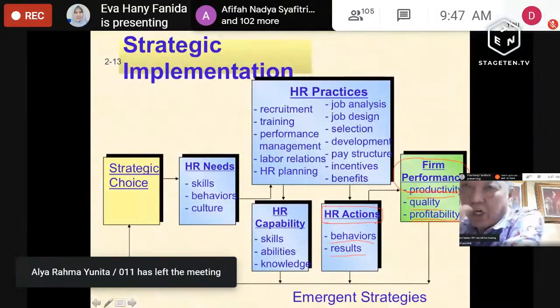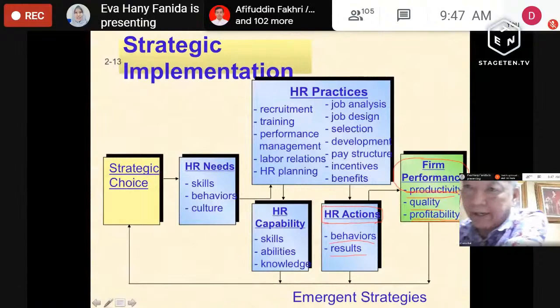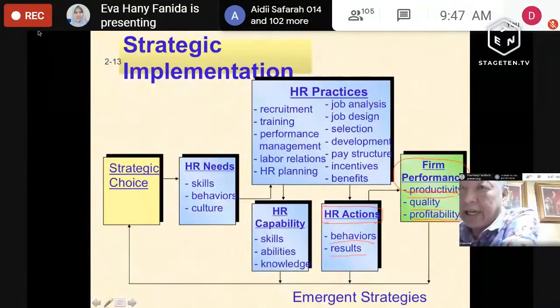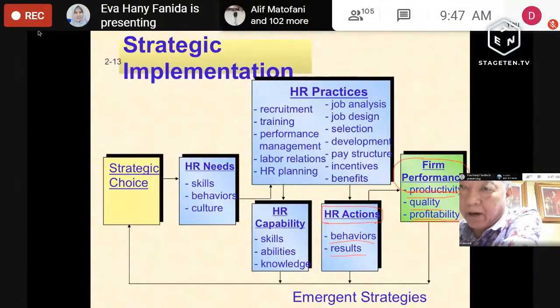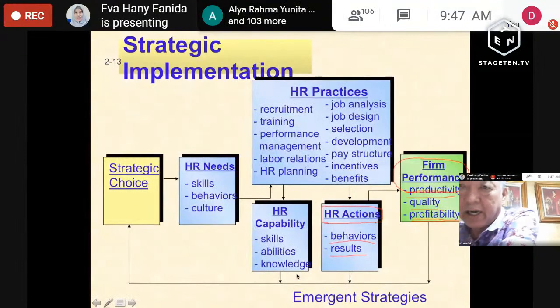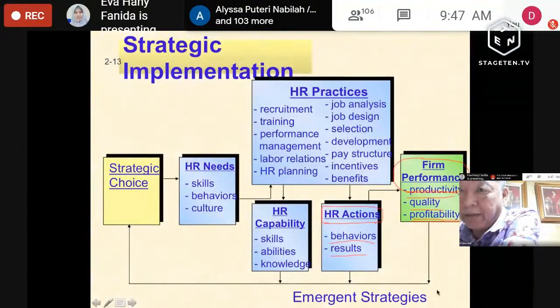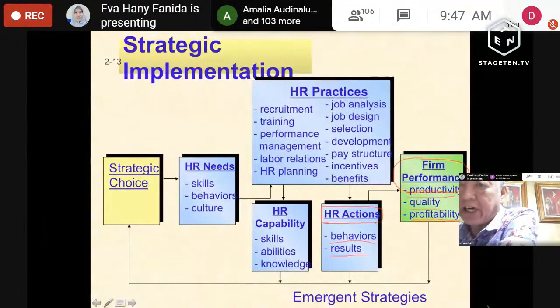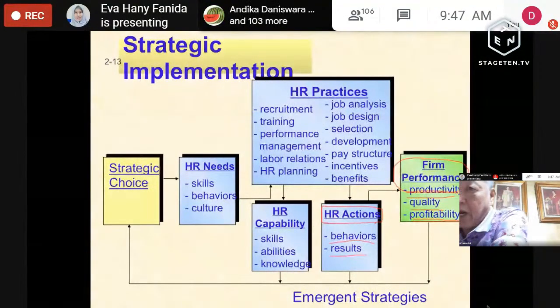So this picture is quite complicated. I just try to explain that these 6 elements are very important. You need to remember or memorize it, and it is very logical. So if you understand this, later in next week's lecture, we will go into details of each one. What kind of recruitment, what kind of training, what kind of performance.